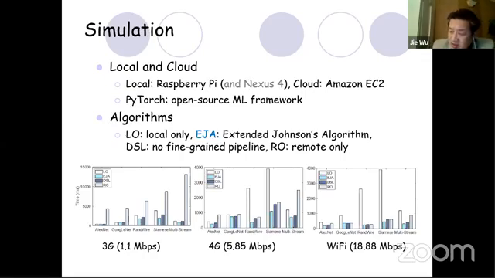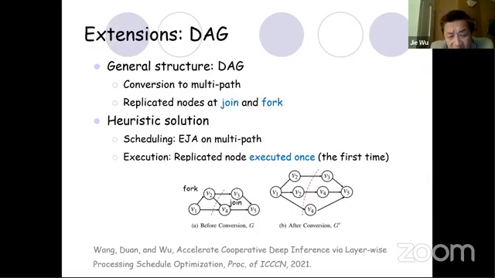I just want to make sure that I have sufficient time, although I started like 3 minutes late. But now, what we try to do is solve a simple problem, simple meaning only multi-path. What happens if you have a DAG? Right? So we try to make the problem a little bit more difficult.